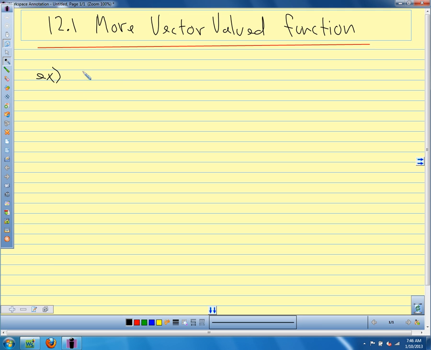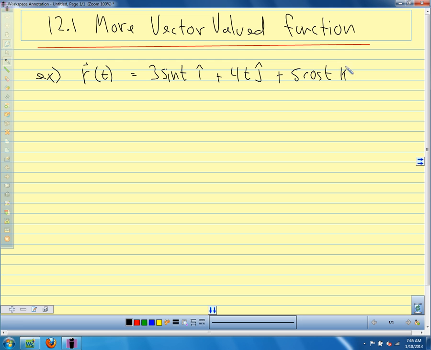Since we looked at this other one, this one shouldn't be too hard. We have r(t) is 3 sine t i plus 4t j plus 5 cosine t k. So that's our vector valued function. We want to sketch the curve.